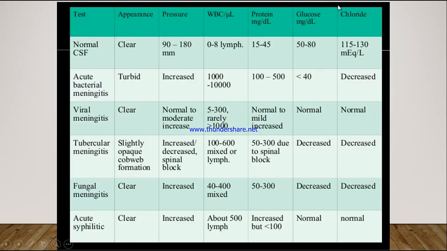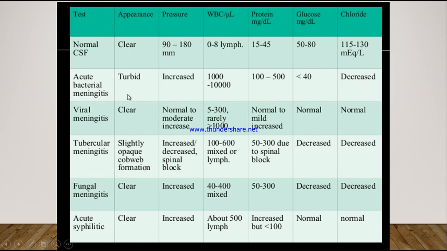So this is a table where you will see the test. Normal CSF: appearance, you will see the pressure, WBC count, protein, glucose level, and chloride. So here this is the normal CSF of a normal person. Appearance is clear. 90 to 180 is the pressure. 0 to 8 lymphocytes is the WBC count. 15 to 45 is protein level. 50 to 80 is glucose. 115 to 130 is chloride.